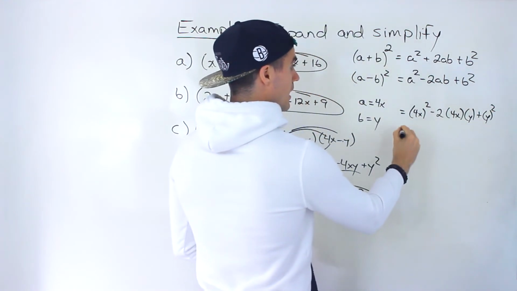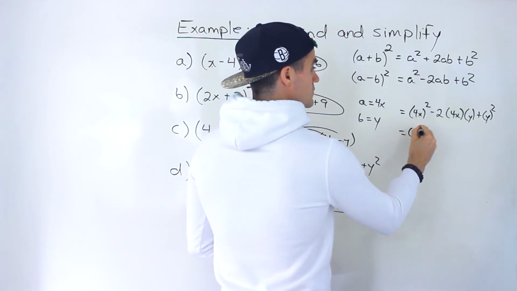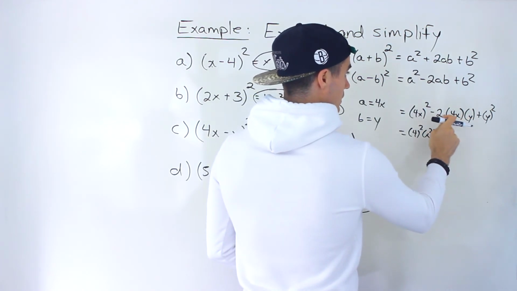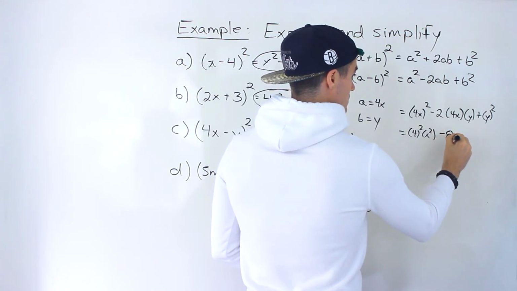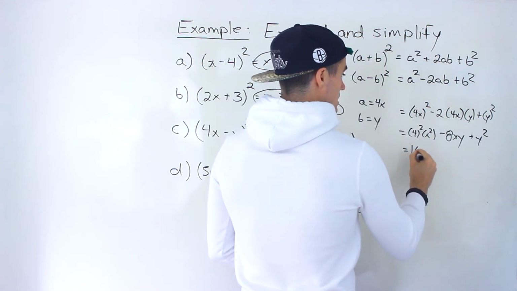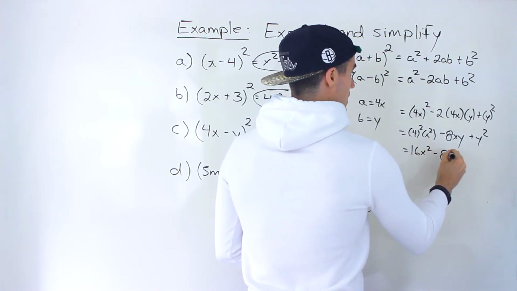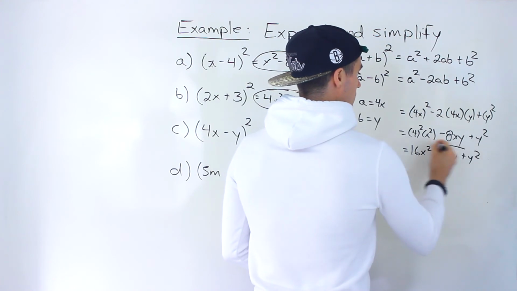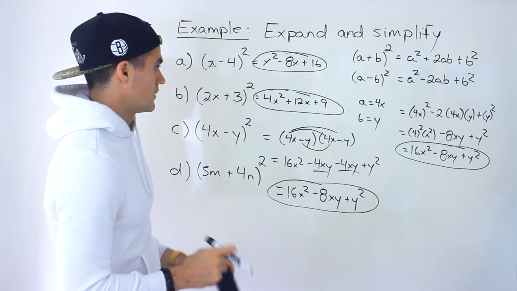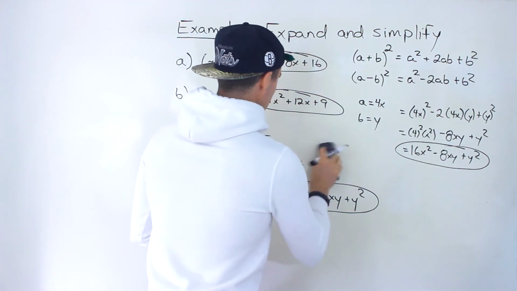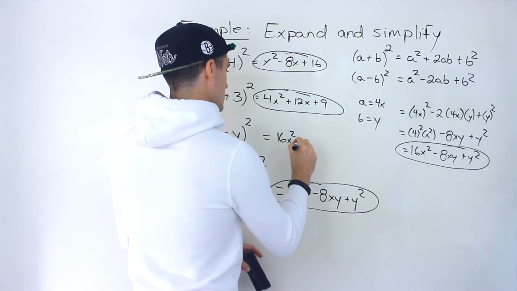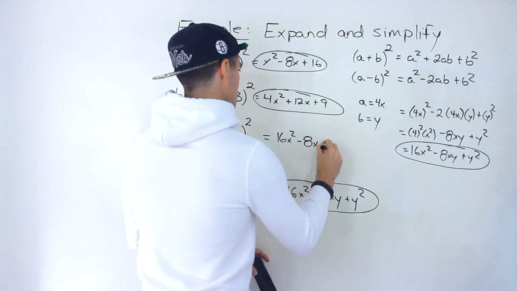So we'd end up with 4x in brackets squared minus 2 times 4x times y plus b squared, which is y squared, like that. This would be 4 to the power 2, x to the power 2. Negative 2 times 4 is 8, and then x times y, that just gives us xy right there. Then we got plus y squared, and then this would be 16x squared minus 8xy plus y squared, right? And we end up getting the same thing right here. So both ways giving the same results.